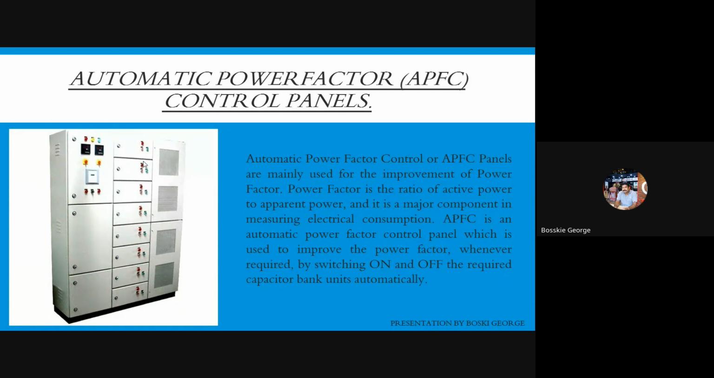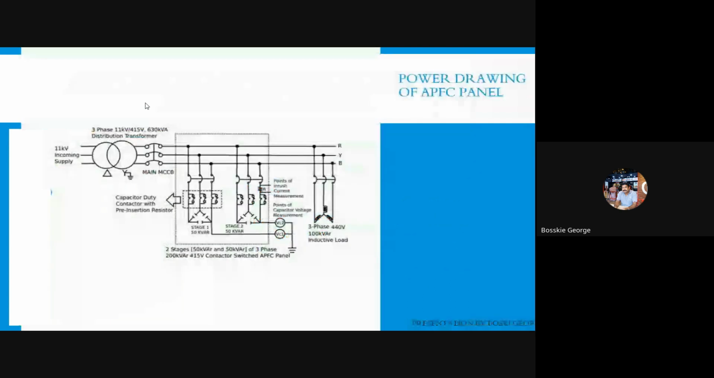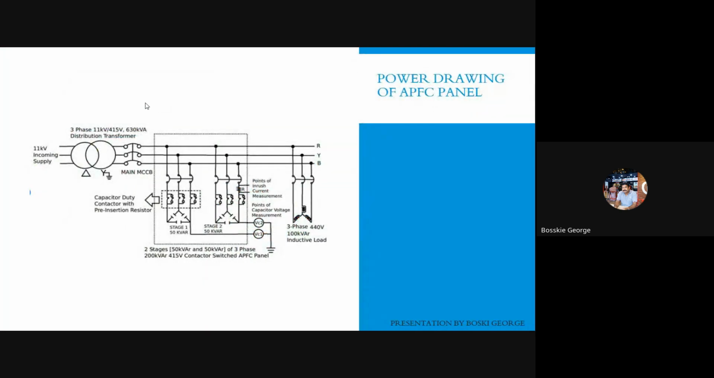This can be attained by having an APFC panel as per the total load connected to the particular system. We will design a particular APFC panel as per the kVA rating of the generator or the connected load. So we are going to discuss automatic power factor control panels, and this is the schematic diagram of the APFC panel.